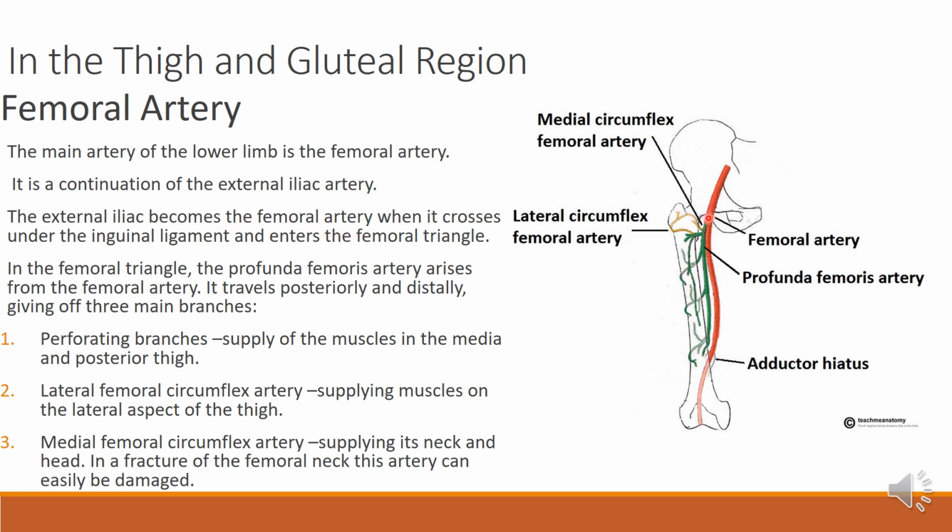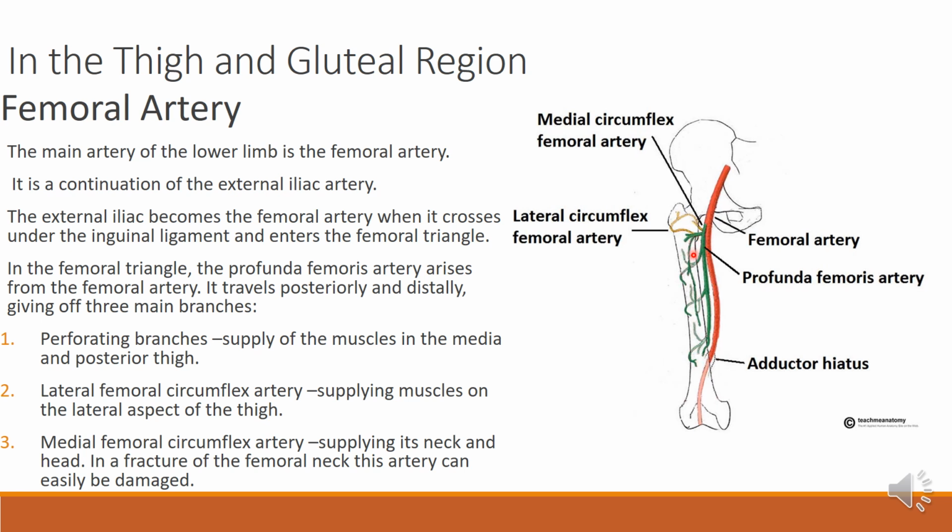That is here. You cannot see the femoral triangle and inguinal ligament here, but remember the anatomical landmark. The external iliac artery becomes femoral artery under the inguinal ligament and enters the femoral triangle. In the femoral triangle, it gives a main branch called profunda femoris. It gives rise to three important branches: medial circumflex femoral, lateral circumflex femoral and perforating arteries.